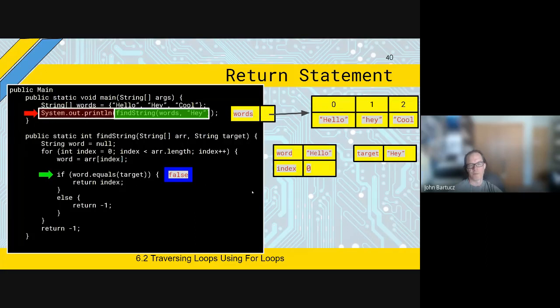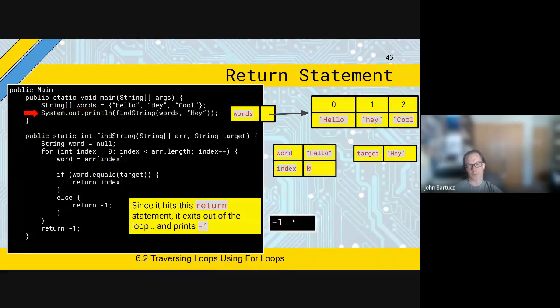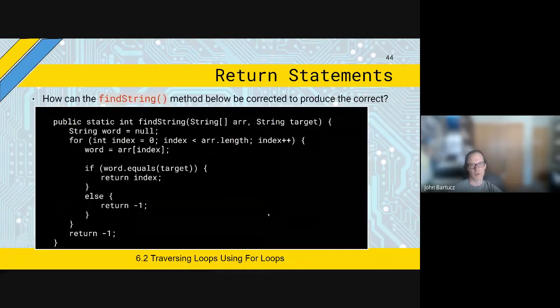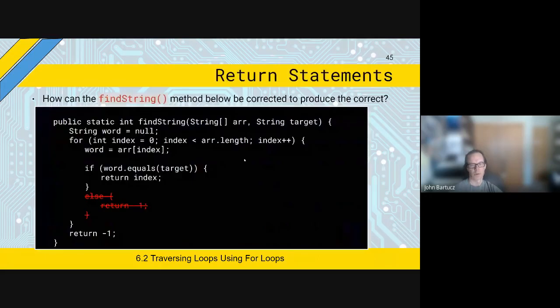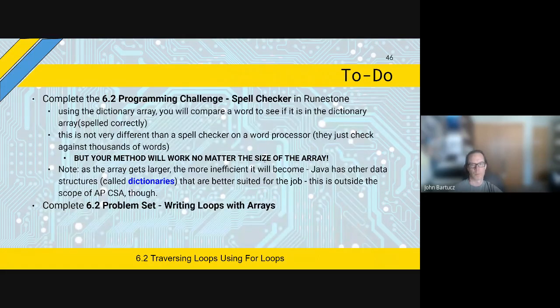All right, so this is false because the word at index 0 is hello. So it goes into the return statement and exits out of the loop. So this is the, oops, this is the corrected one. Just remove the return statement.